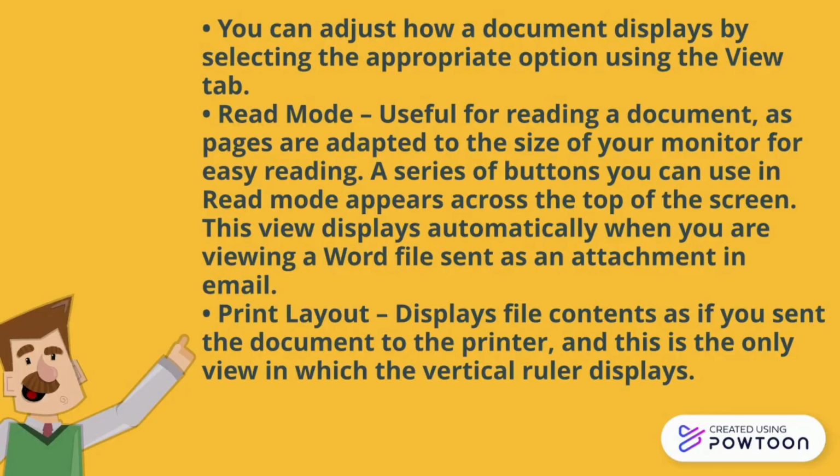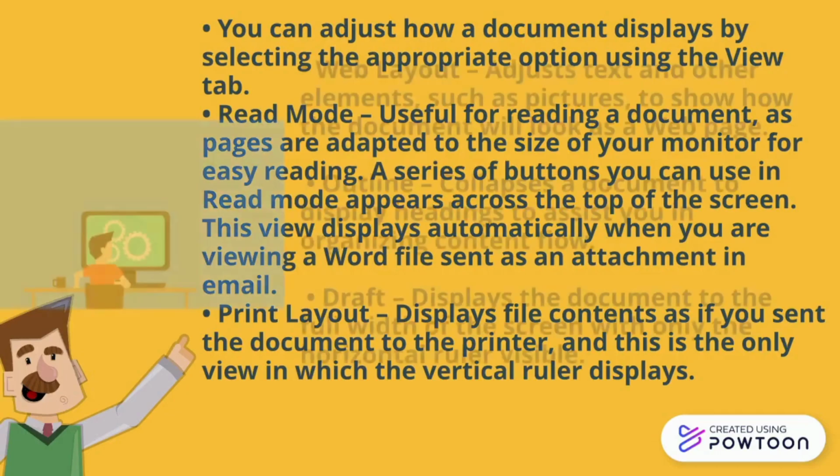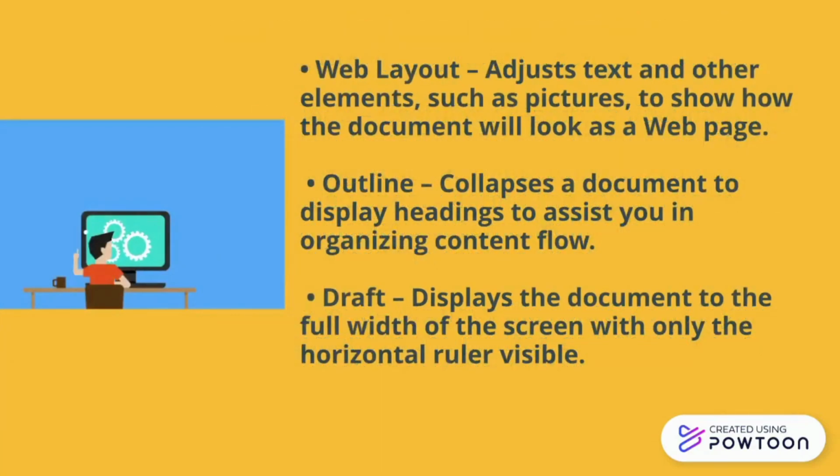Print layout displays file contents as if you sent the document to the printer, and this is the only view in which the vertical ruler displays. Web layout adjusts text and other elements, such as pictures, to show how the document will look as a web page. Outline collapses a document to display headings to assist you in organizing content flow. Draft displays the document to the full width of the screen with only the horizontal ruler visible.